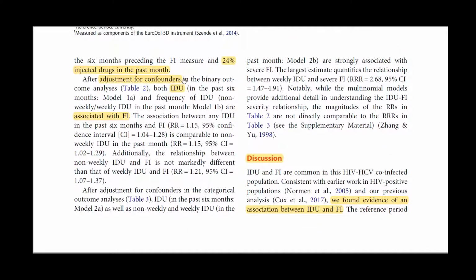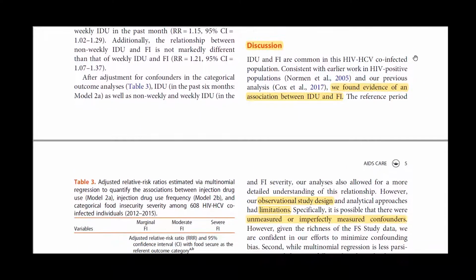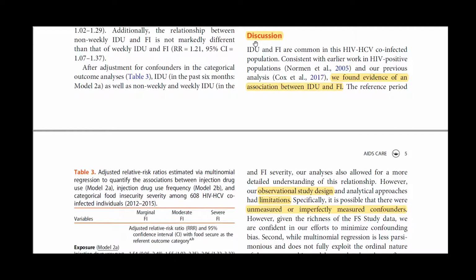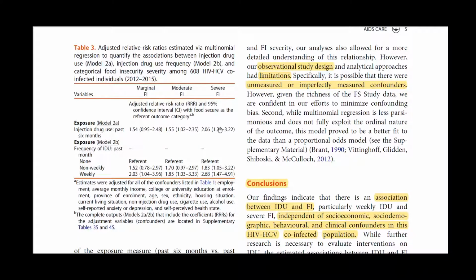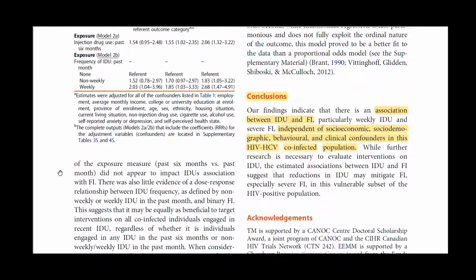These results are reiterated in the text, IDU, injection drug use, being associated with food insecurity. And then we go on to discuss these results in the broader context of other literature and other papers that have looked at this topic within other study samples. We start off by indicating that we found evidence of an association between these two factors. Again, this Table 3 is just another way of looking at food insecurity, where we look at a more granular categorization. We will not focus on this table in this video.